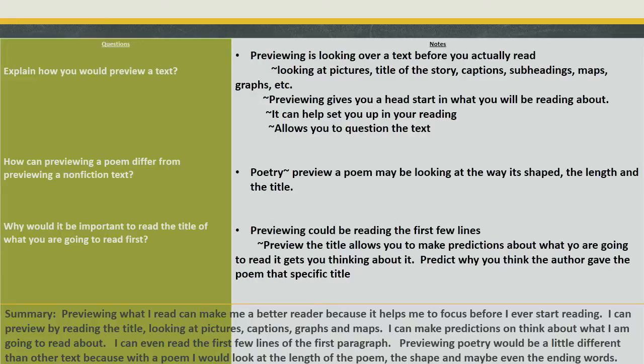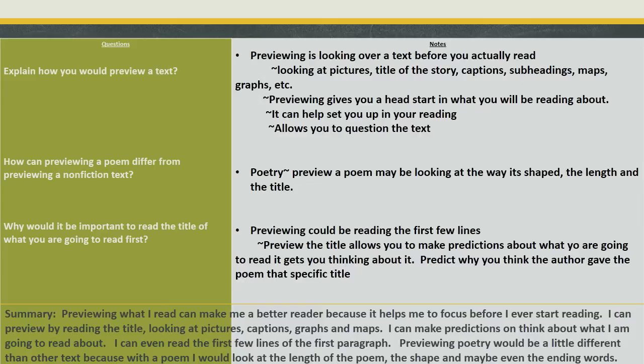Here's an example. Going back to that previewing page slide, these are the notes that I took. If you notice on the right hand side, I use bullets to represent my main ideas. I have 3 main idea points. I have previewing as looking over a text before you actually read. Poetry, preview a poem, maybe looking at the way it's shaped, the length, and the title. And then my third main idea is previewing, could be reading the first few lines. Those are my 3 main ideas. Under each one, I might have some supporting details, and those supporting details have the little squiggly line to represent the supporting details.